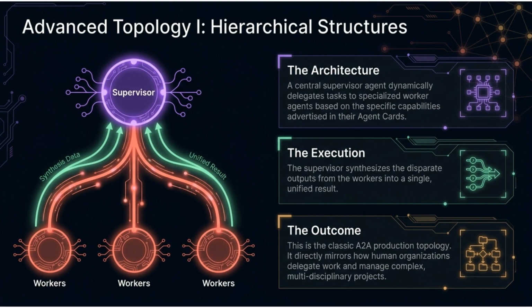The first advanced topology is hierarchical structures. A central supervisor dynamically delegates tasks to specialized worker agents and synthesizes their disparate outputs into a unified result. This classic A2A production topology mirrors how human organizations manage complex projects.